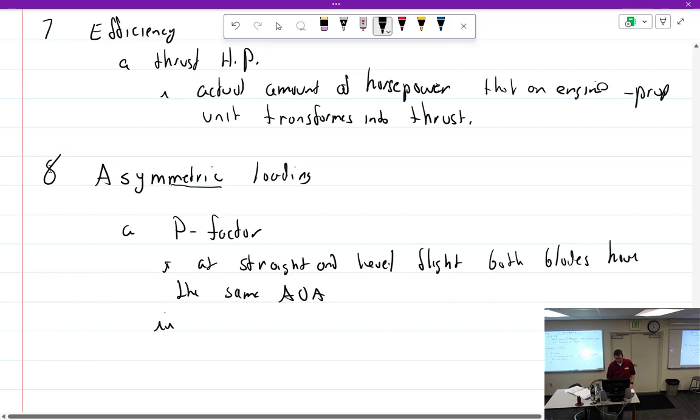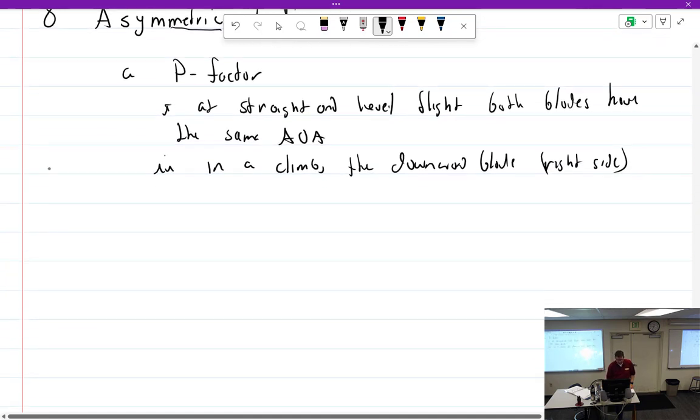But in a climb, the downward blade, or the right side for us Yanks, has a higher angle of attack than the other blade. I should write that. Than the upward blade.